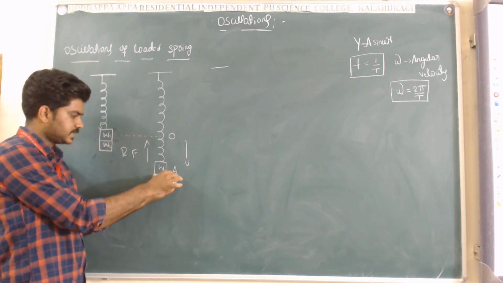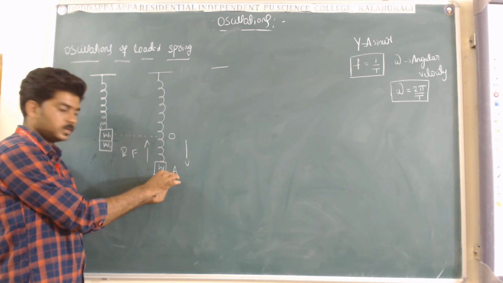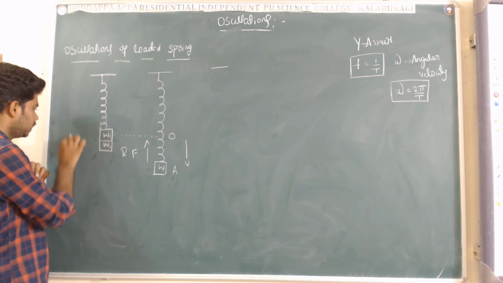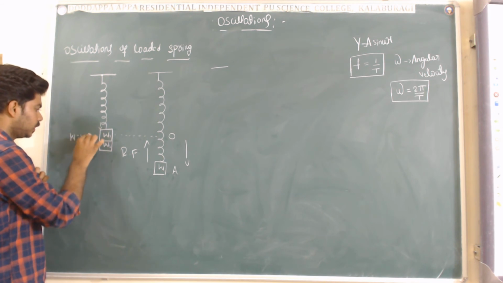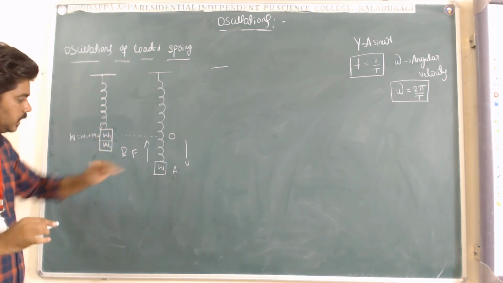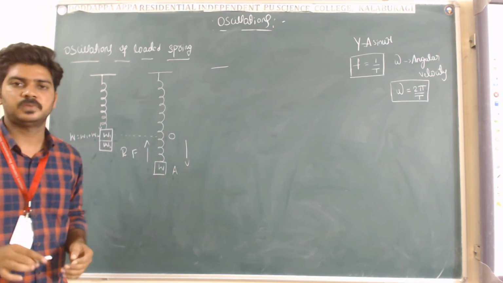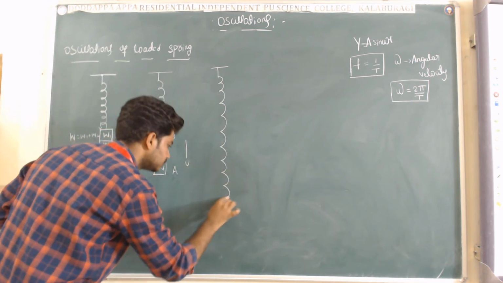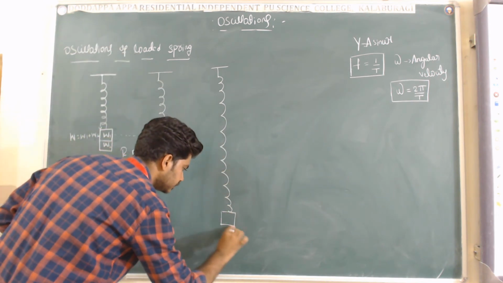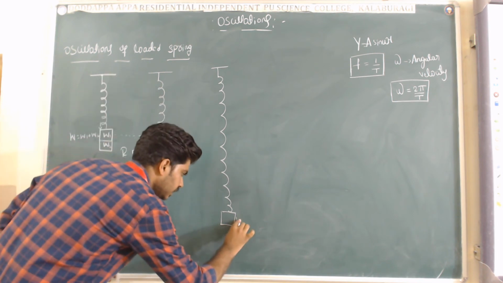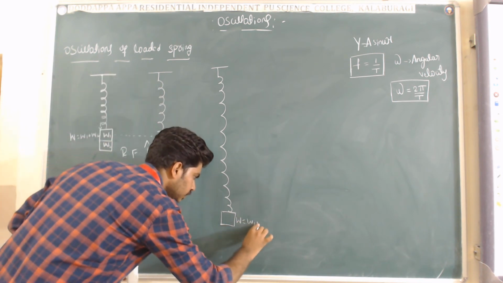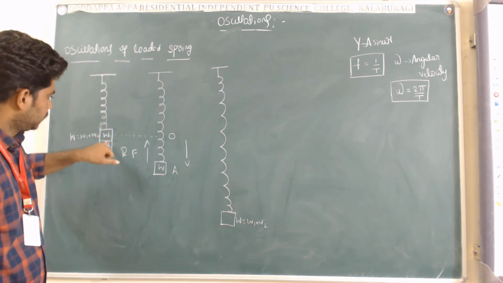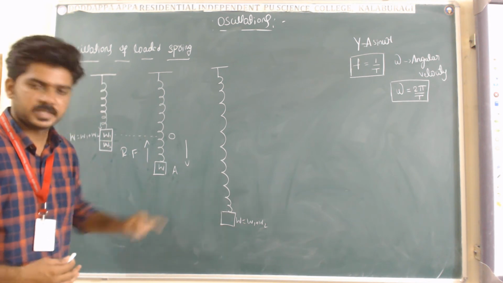For W1, it has reached the point A. Now I am applying W1 and W2. It means the total weight is W equals W1 plus W2, so more displacement will occur. It will come to this position. Here W is equal to W1 plus W2. The meaning is that the more the weight, the more the displacement.